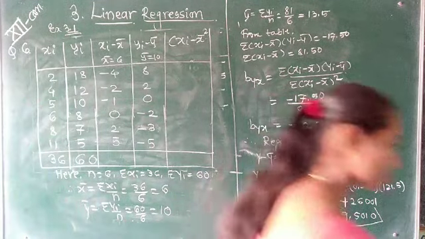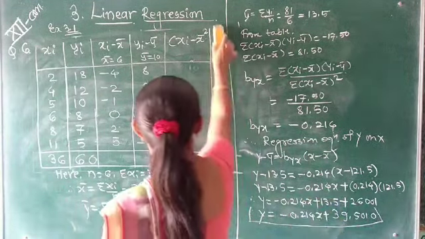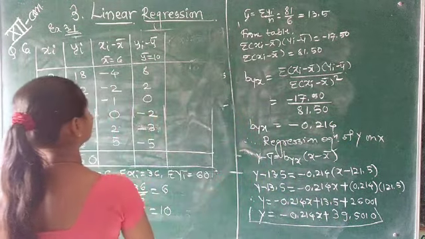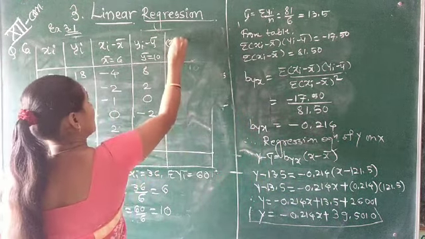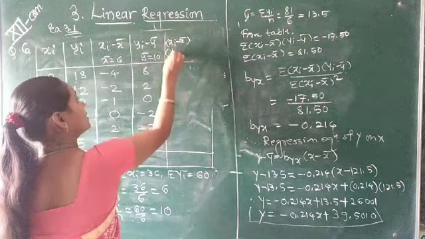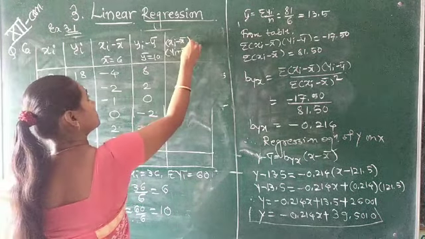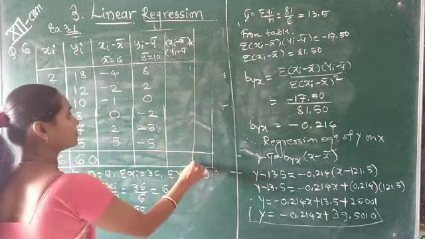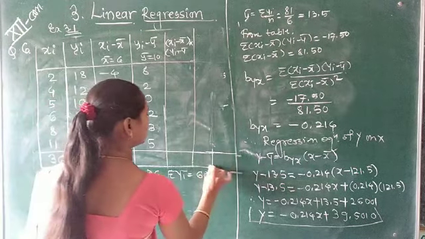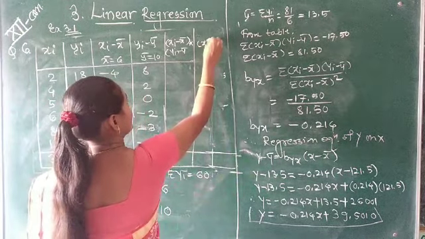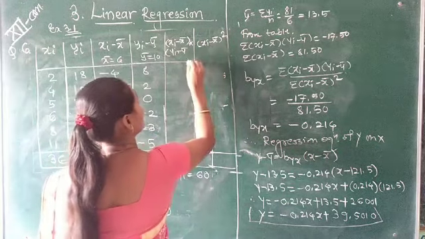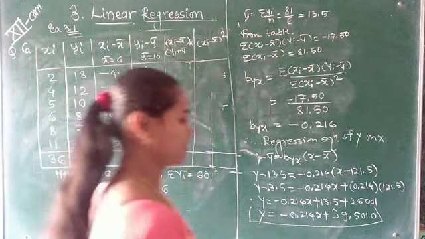Here the next column we have to take is the product of these two, xi minus x bar into yi minus y bar. And the last column is xi minus x bar square. So now take the product of these.